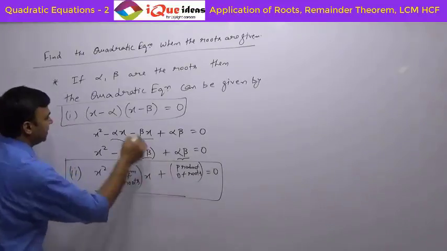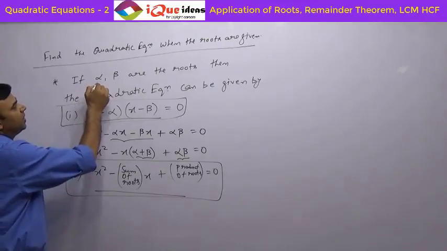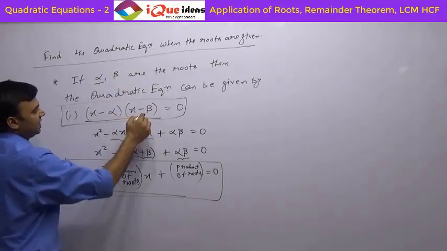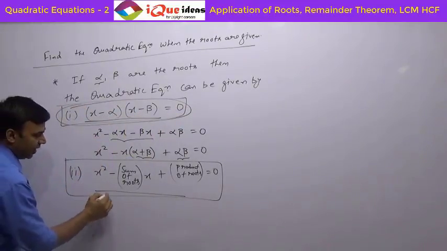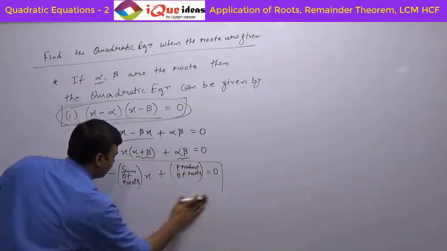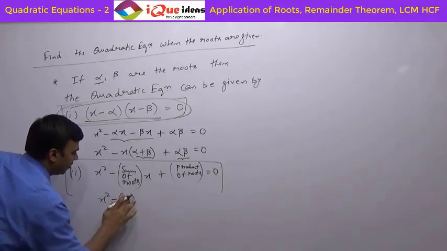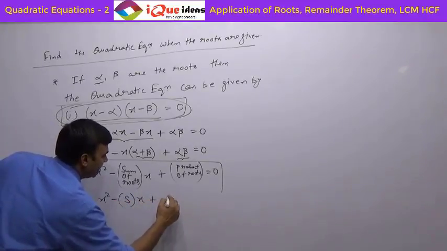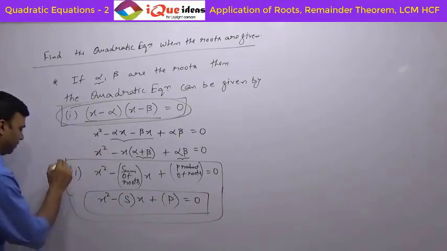So one method is this and the other method is this. This is the linear factor method, wherein corresponding to every root there is a linear factor. So for alpha it is x minus alpha, for beta it is x minus beta, and this is the quadratic equation. If you open it, you get x square minus sum of roots into x plus product of roots equal to 0. In short, this can also be written as x square minus S, where S stands for sum of roots, into x plus P, that is the product of roots, equal to 0. So this can be presented like this also.